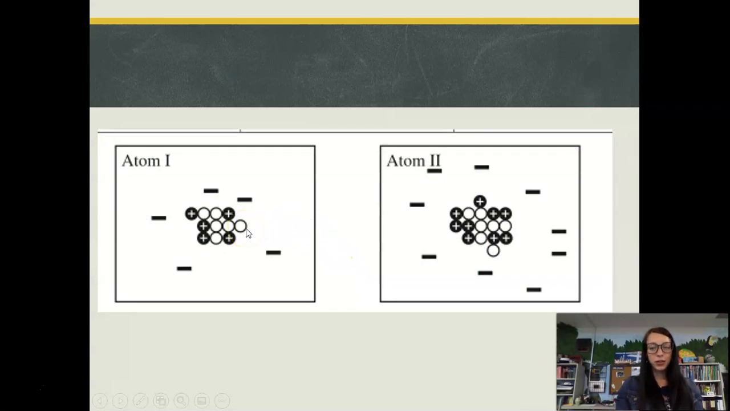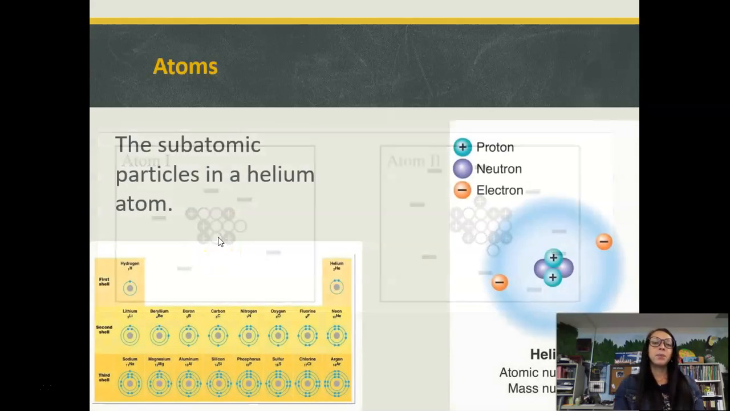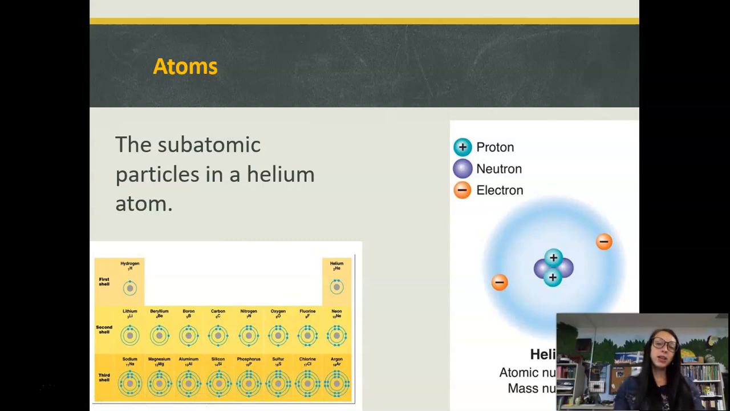Here we have another diagram of what an atom might look like. In this representation, the electrons are represented by these little negative signs. Protons are the positive signs and neutrons are the unfilled little dots. Now, here is another example. We've got the subatomic particles of helium. You can see that in this scenario, the number of protons and the number of neutrons and the number of electrons is all equal.